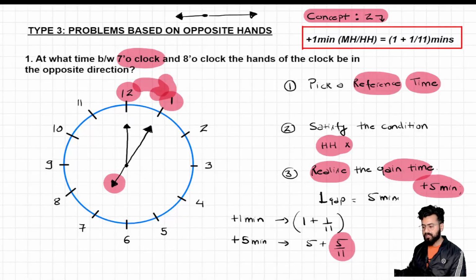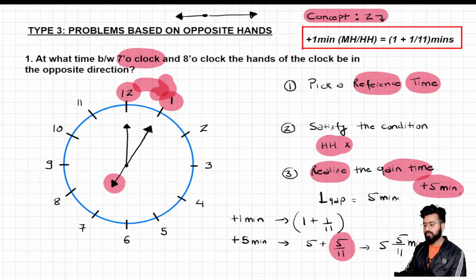If you look at the second fraction here, it is already simplified. So there is no need to do anything here. Just write this in the mixed fraction form. 5 whole 5 by 11 minutes. So at this position, the two hands of the clock be in opposite direction between 7 and 8 o'clock.